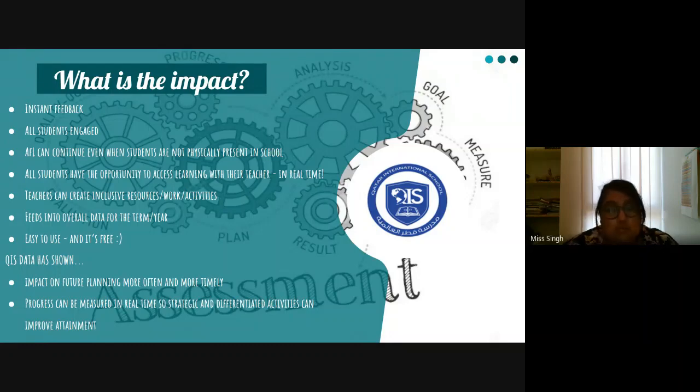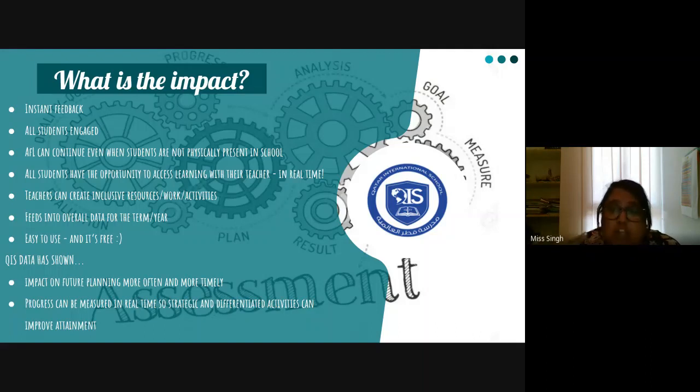A great thing is obviously the real-time element. A lot of teachers are now looking for how to access their students at home in real time, and give them the next steps and feedback that they need to impact their learning the next day. Teachers can create inclusive resources, work and activities. So it's allowing you to make sure that you're catering to all the needs in your class without having to send out multiple pieces of work, multiple assignments. All of this can be done on the same platform, for example, if you were using Jamboard or GoFormative, any of those.